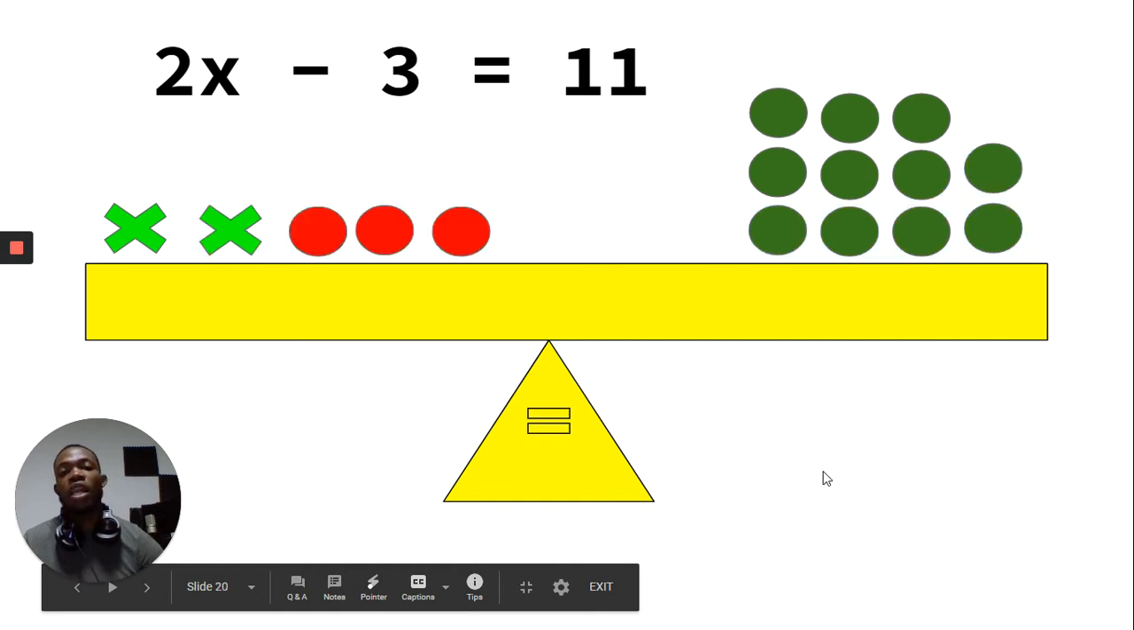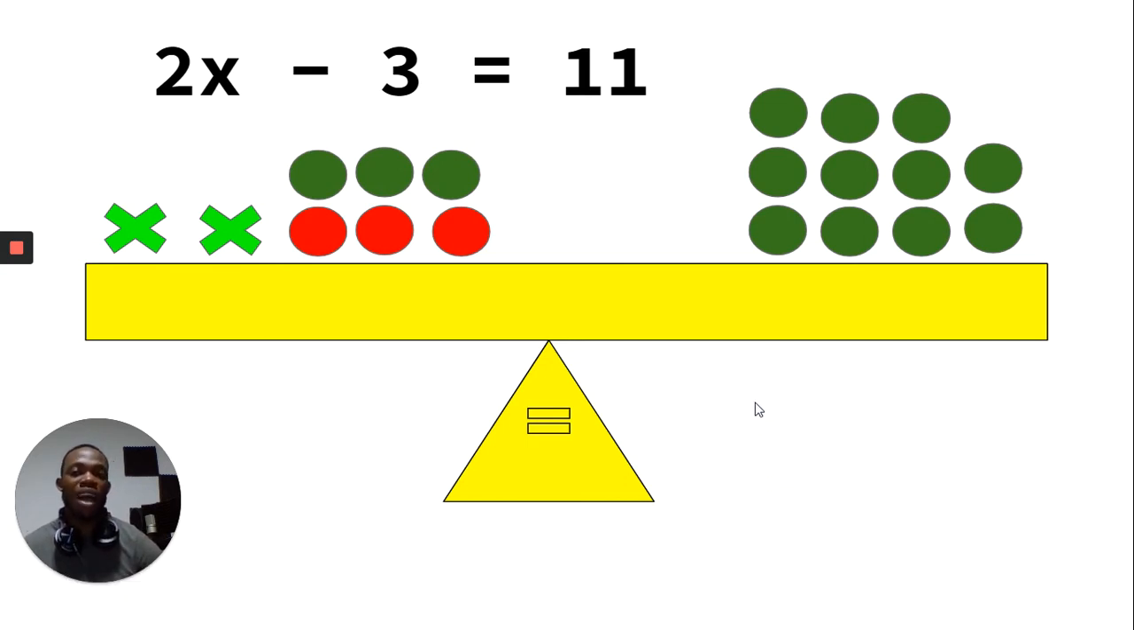Let us look at this same question another way. Now, what really happened to move my red circles to the right is this. If I add 3 green circles, which is 3 positives, to the left, it simply means that I have to do the same to the right.